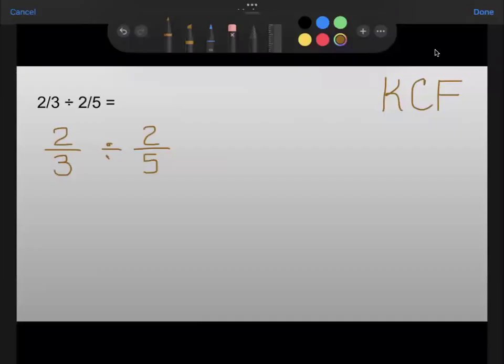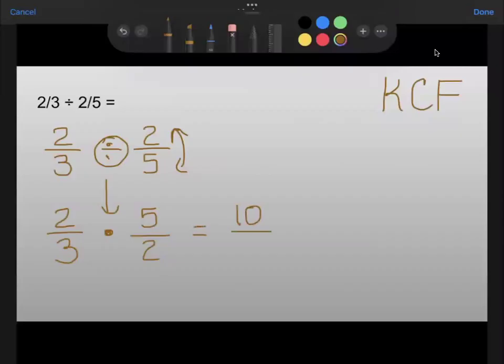The first fraction is what I'm going to keep, so 2/3 stays the same. I'm going to change from division to multiplication. That's the change. And the flip means I'm going to flip the second fraction around so that it is 5 over 2. Now I'm going to multiply these two fractions. 2 times 5 is 10 for the numerator, and 3 times 2 is 6 for the denominator. We have a couple things here. We have an improper fraction where the top is greater than the bottom, and we have a fraction that could be simplified. So we're going to do a little bit of work here.